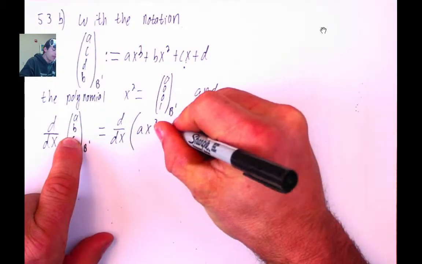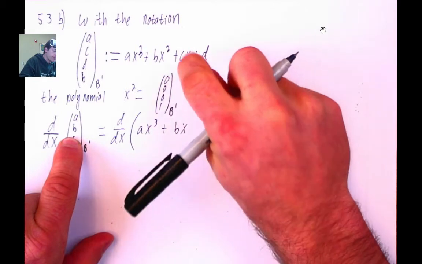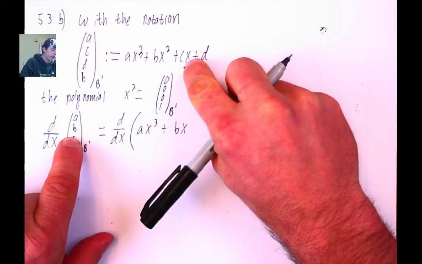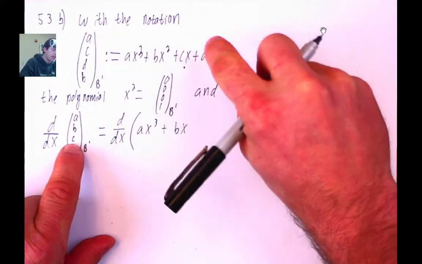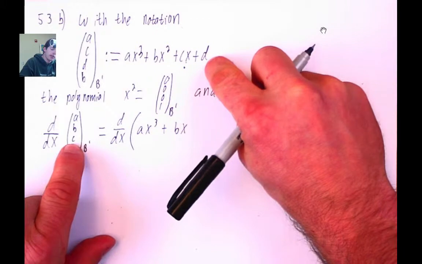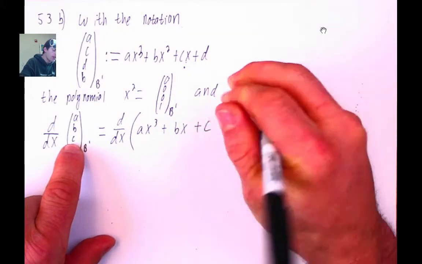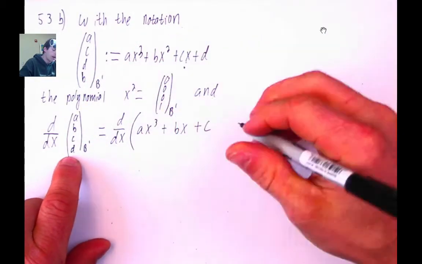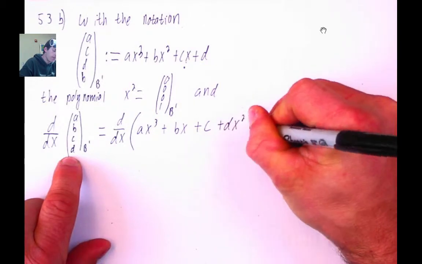So I will have b x to the first power, right? Because the second slot corresponds to the coefficient of x to the first power. Third slot, right here, d, corresponds to x to the 0th power, the constant term. So there I need to have a c. And then the last slot corresponds to the coefficient of x to the second power. So this should be plus d x squared.